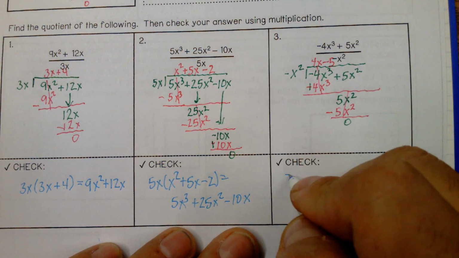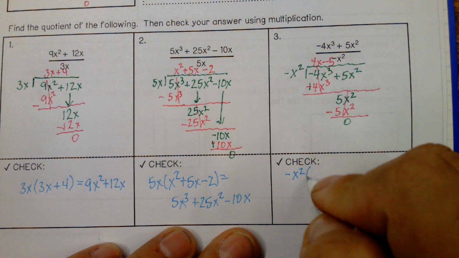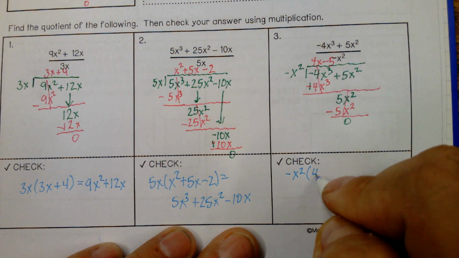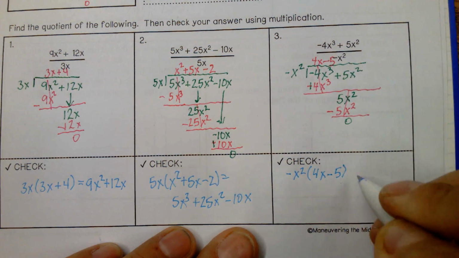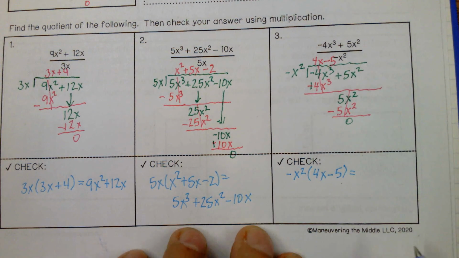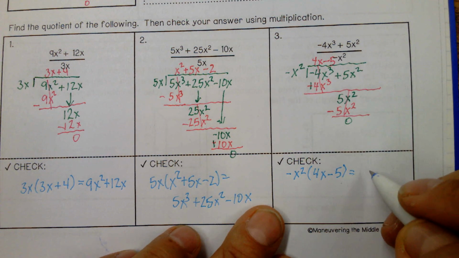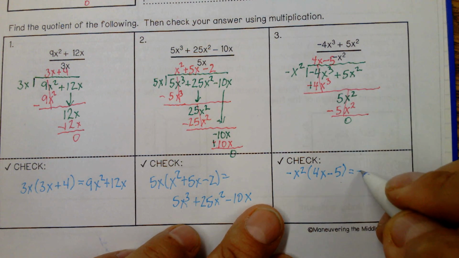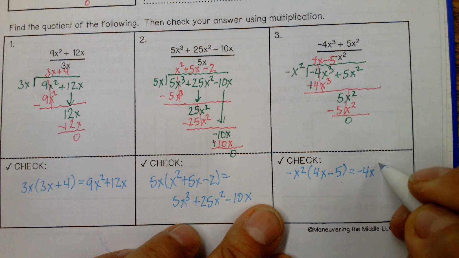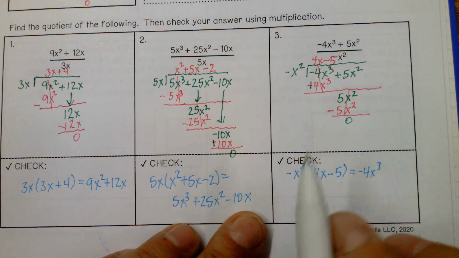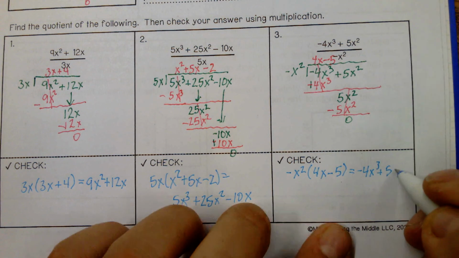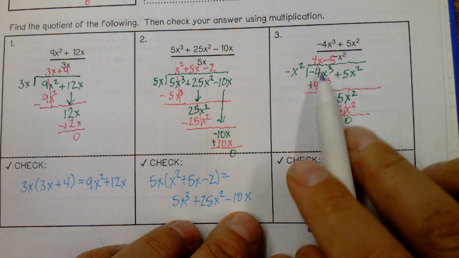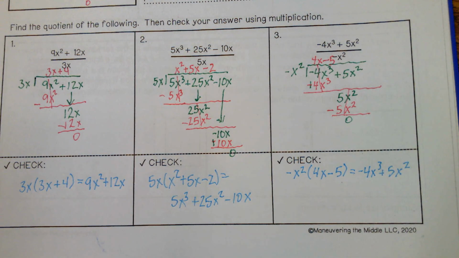So if we say negative x squared, and we multiply it by 4x, take away 5, the answer would be negative 4x cubed. And then negative times negative is positive 5x squared, which is what we got to begin with.